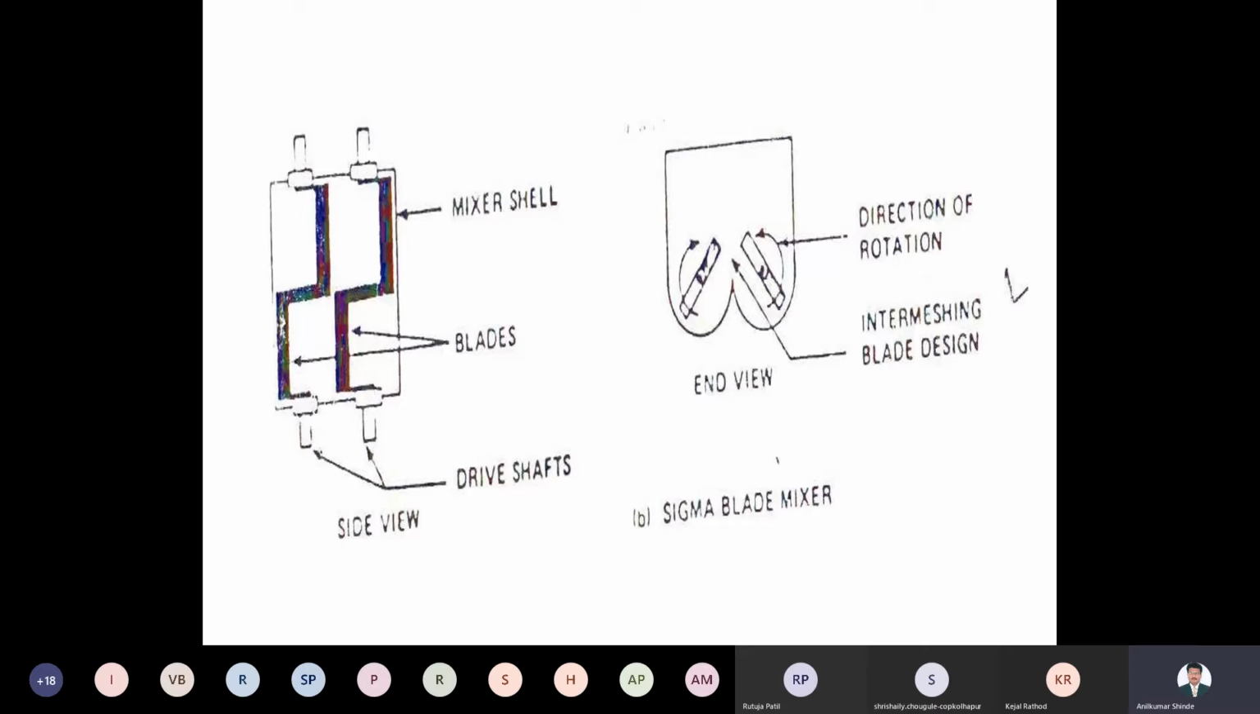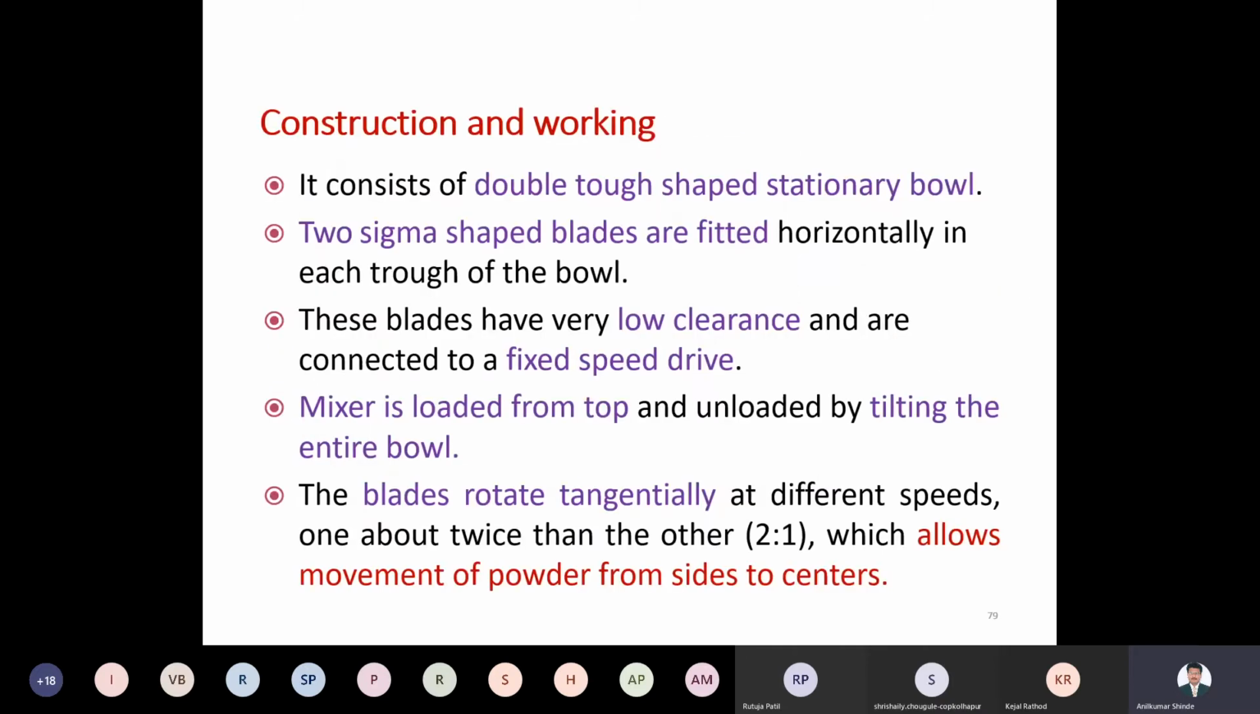So these are the design of the sigma blade. Then we see the construction and working of the sigma blade. It consists of a double trough shaped stationary bowl, in which different types of sigma blades are attached. Two sigma blades are fitted horizontally in the bowl. We'll see afterwards that these blades have low clearance and are connected with a fixed speed.